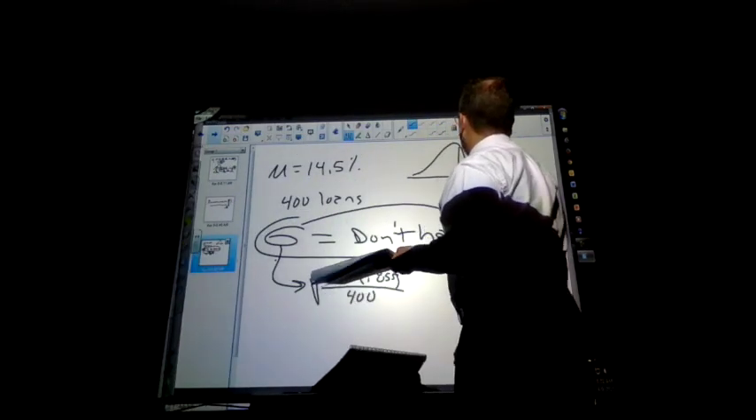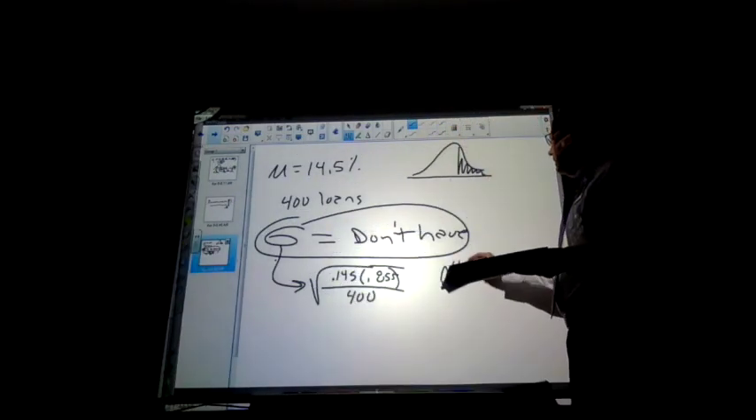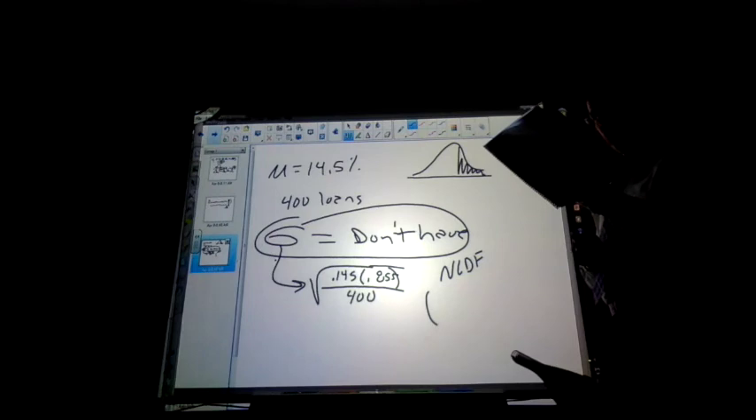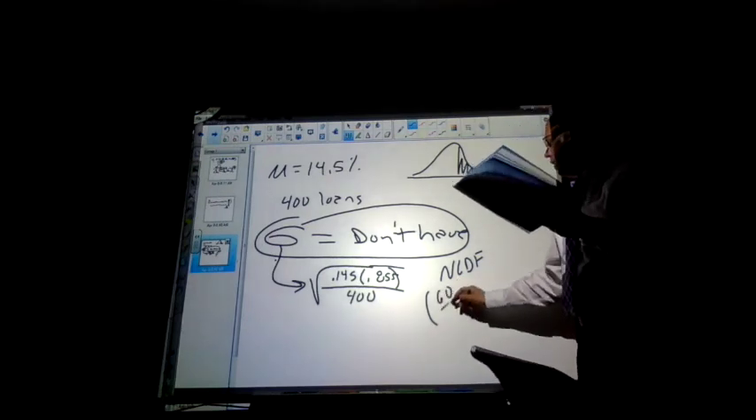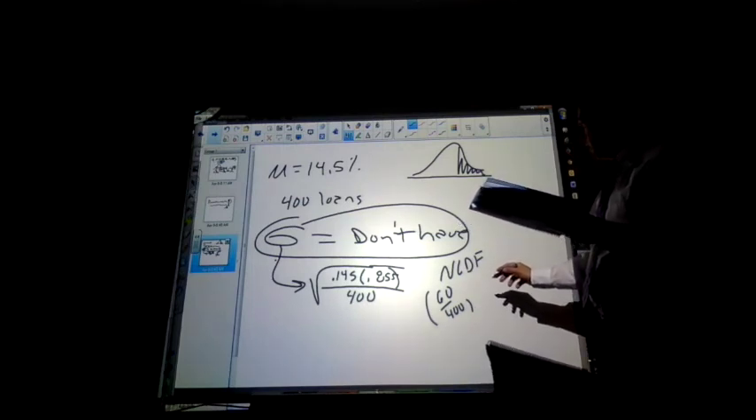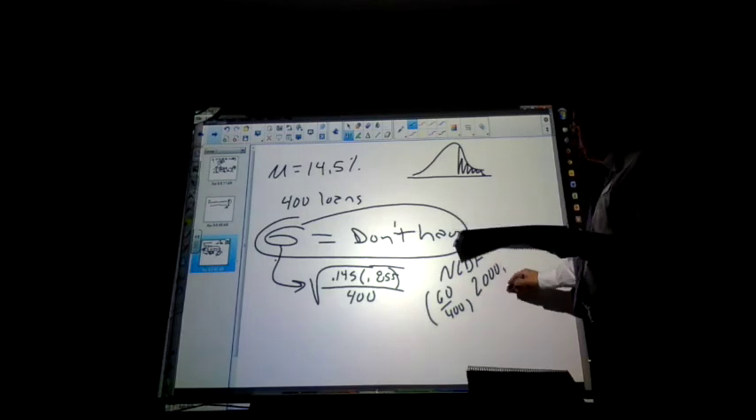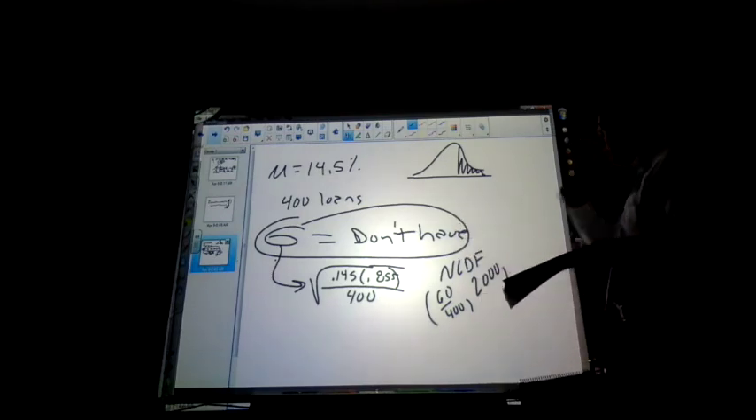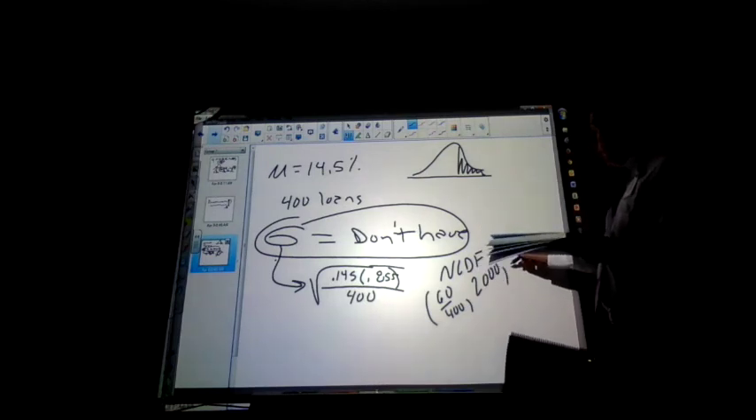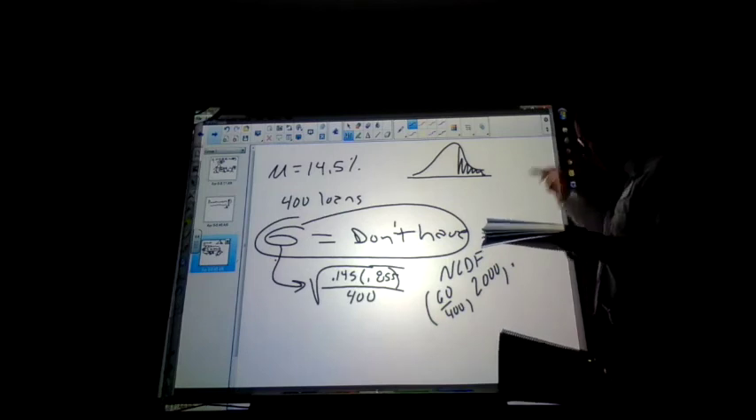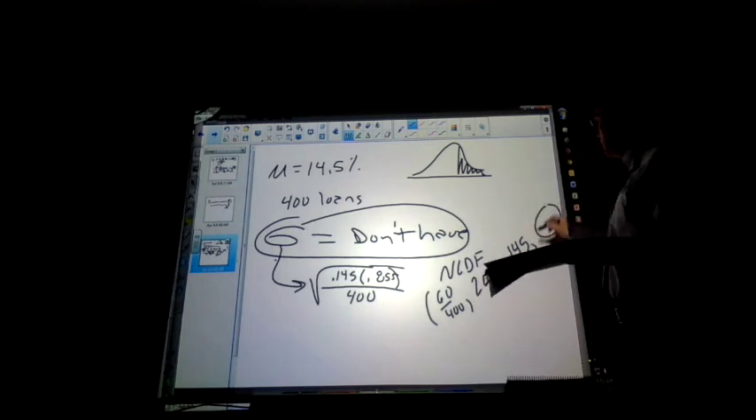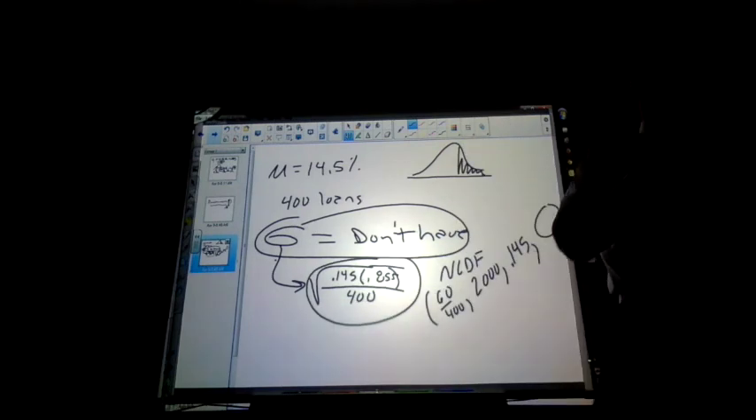So you're talking about this kind of area. So you have an NCDF, and you have 60 out of 400, comma, like 2,000 sounds good for the upper limit, or 1,000, whatever. And then we're going to have our standard error, with 0.145, and then we're going to have times that. And that would be more than 60.